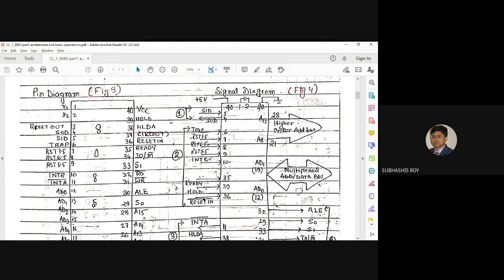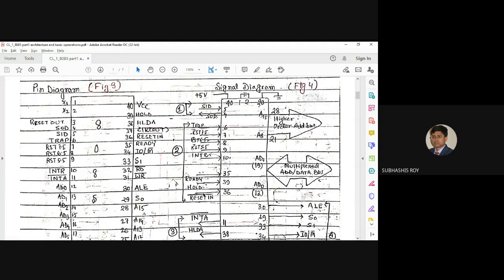Another important thing we can understand from this figure is that AD0 to AD7 use a single channel. A single channel is used for the multiplexed address and data bus. How is it possible? How do we distinguish when it is being used as an address bus or as a data bus? For that purpose, there is a particular signal, ALE. What is the full form of ALE? Address Latch Enable. Using this pin, the microprocessor can distinguish whether AD0 to AD7 are used as an address bus or as a data bus. So this is all about today's class.